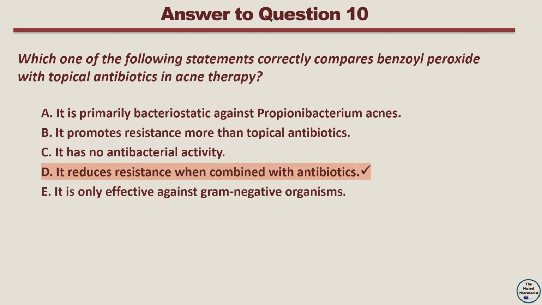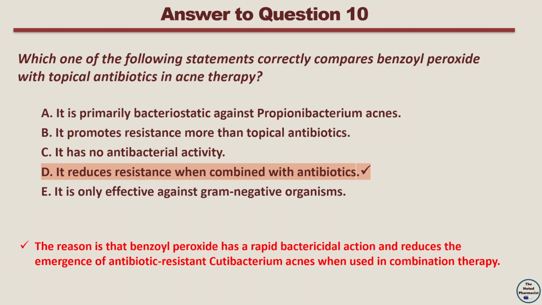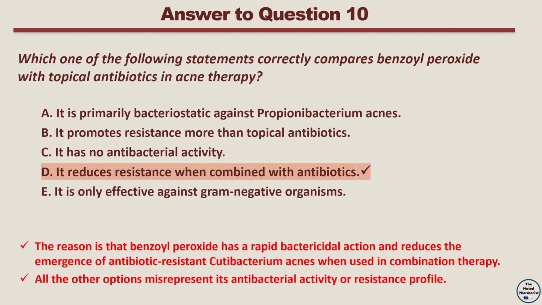The correct answer is option D. It reduces resistance when combined with antibiotics. The reason is that benzoyl peroxide has a rapid bactericidal action and reduces the emergence of antibiotic-resistant Cutibacterium acnes when used in combination therapy. All the other options misrepresent its antibacterial activity or resistance profile.